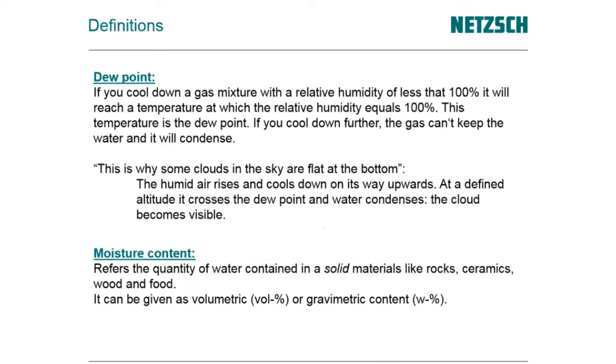The final term has nothing to do with the gaseous phase anymore, it's the moisture content. This term refers to the quantity of water contained in solid materials like rocks, ceramic, foods, or wood. It can be given as volumetric or gravimetric content. Here the easy example is just that the moisture content refers, for instance, to the water amount which can be absorbed by a solid material.